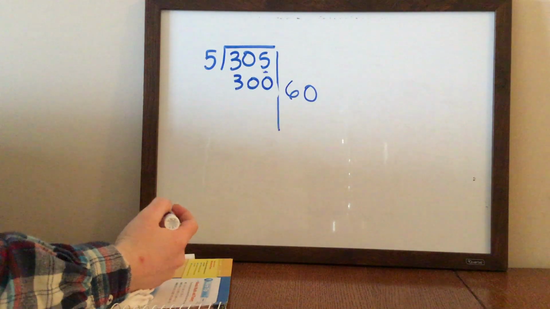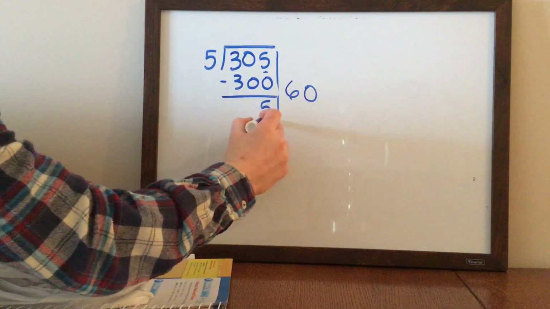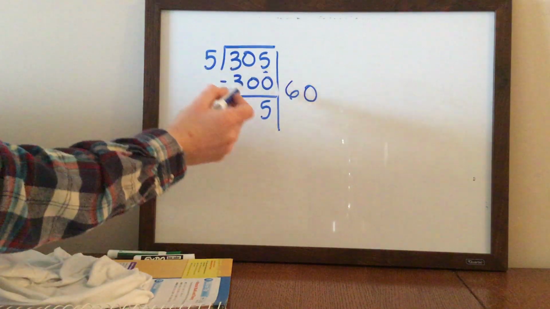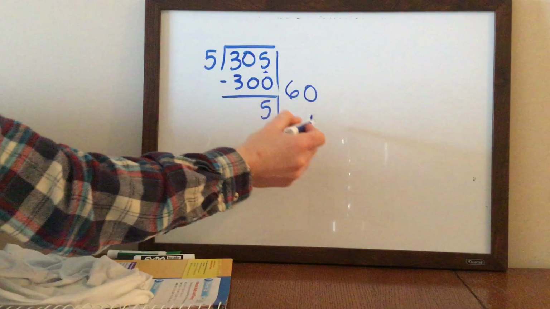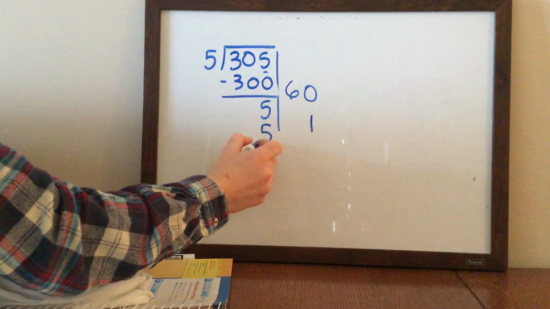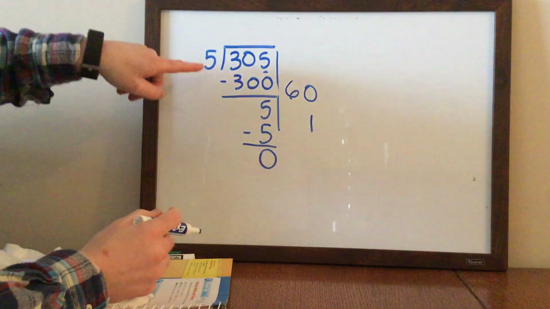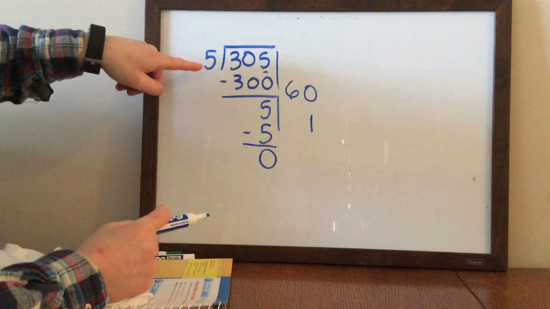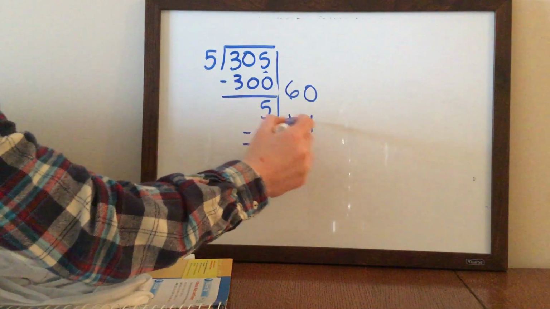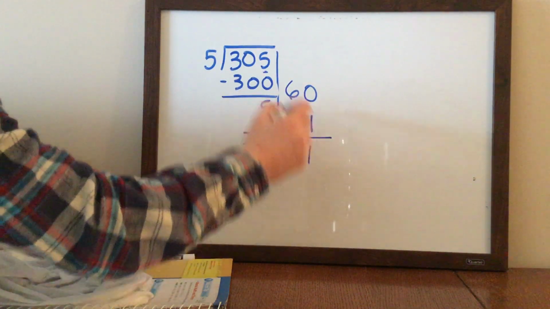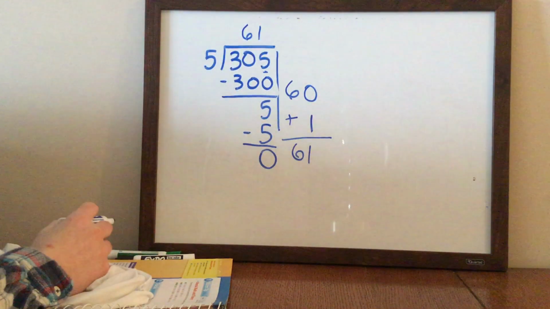And look at how great of a starting number that is. So when I subtract, I get 5. So how many times does 5 go into 5? It goes in once, so 5 times 1 is 5. And when this number here is either 0 or at least lower than this number, you know you're done. So when I add these up, I get 61. So 305 divided by 5 is 61.